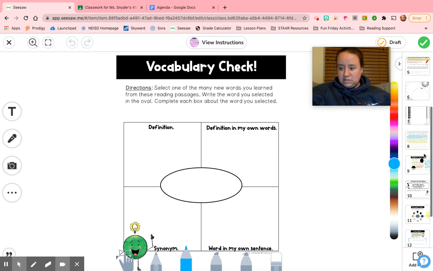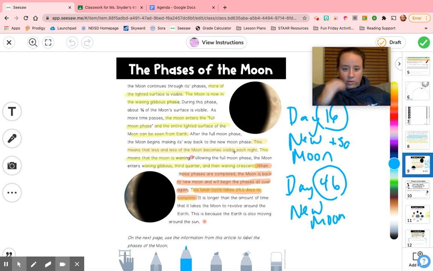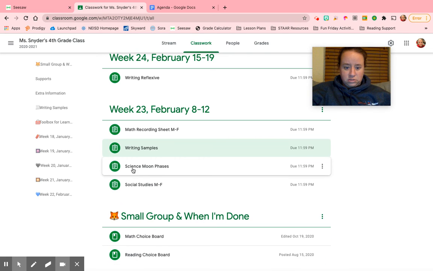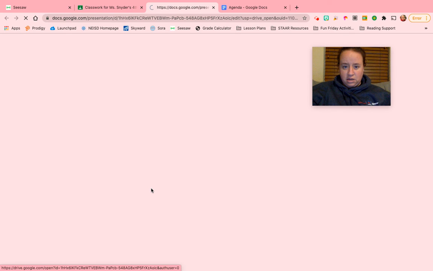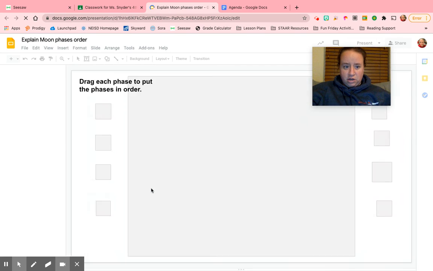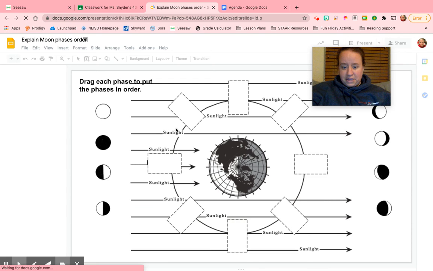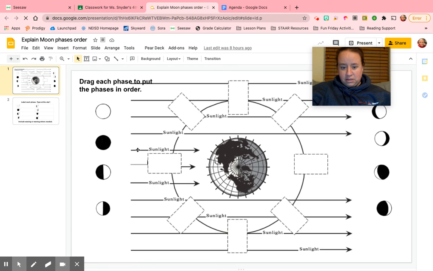And then going back to this Phases of the Moon article, we went through and highlighted all of the different moon phases. So using that information to help you, come over here to where it says Science Moon Phases, and open this. And so here you're putting the order in the correct place by moving the little moons. And you really need to pay attention to which direction the sunlight's coming from. So the sunlight is the arrows. The sunlight is coming from this direction.